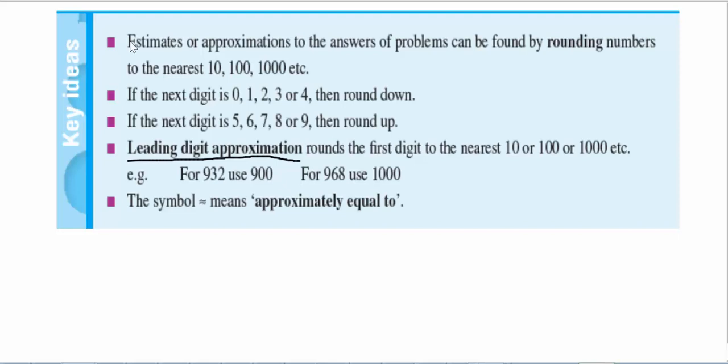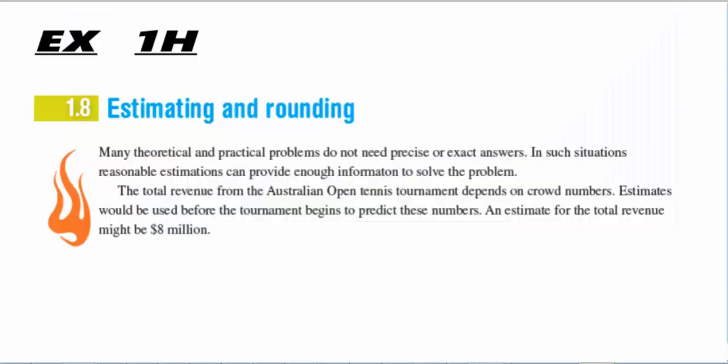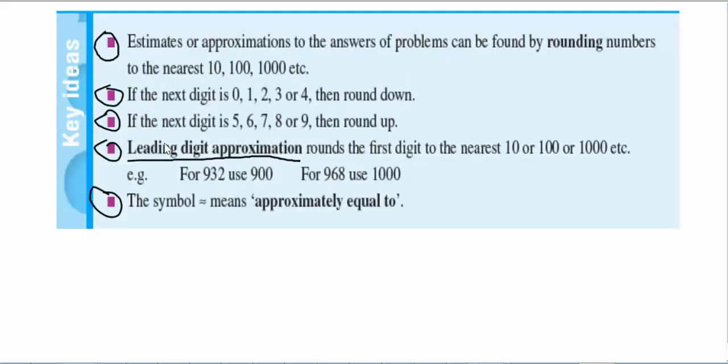Now these are notes that you need to take also. Please make sure that you take all these points down into your books. Your heading should be exercise 1H, your subheading estimating and rounding. Leading digit approximation rounds the first digit to the nearest 10 or 100 or 1,000.